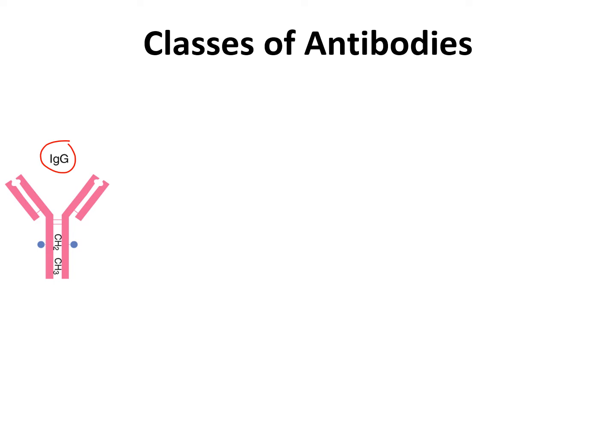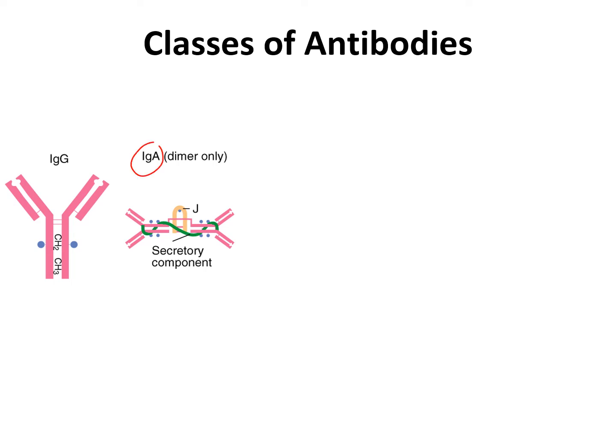The second class of antibody I want to go over is IgA. So IgA, this is immunoglobulin alpha. And IgA is actually a dimer. So it's two of those Y structures bound together at the constant region of the heavy chain. So IgA actually has 4 identical antigen binding sites.